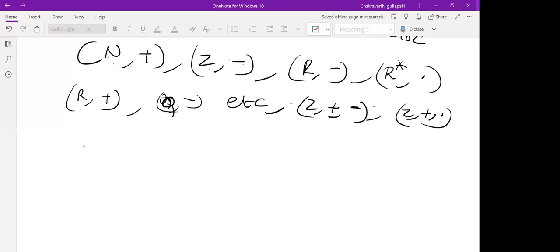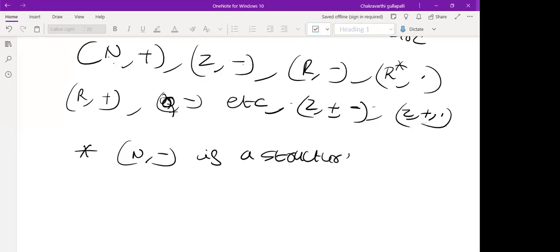Next one. N comma minus is not binary. It is a structure, but every structure is not an algebraic structure. It is a structure, but not an algebraic structure.